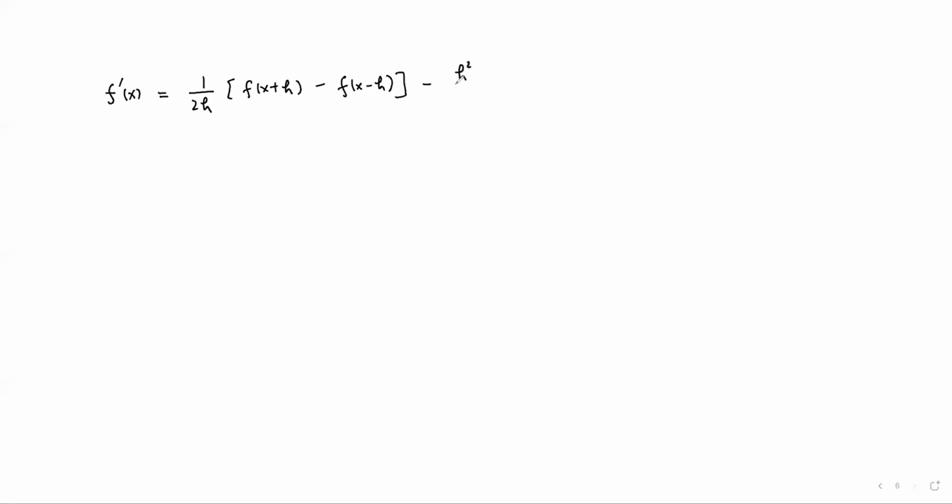Minus h squared, the derivative psi 1 plus the derivative psi 2. The error term contains psi 1 and psi 2. Actually, we can simplify the error term. Truncation error. Let me simplify it.